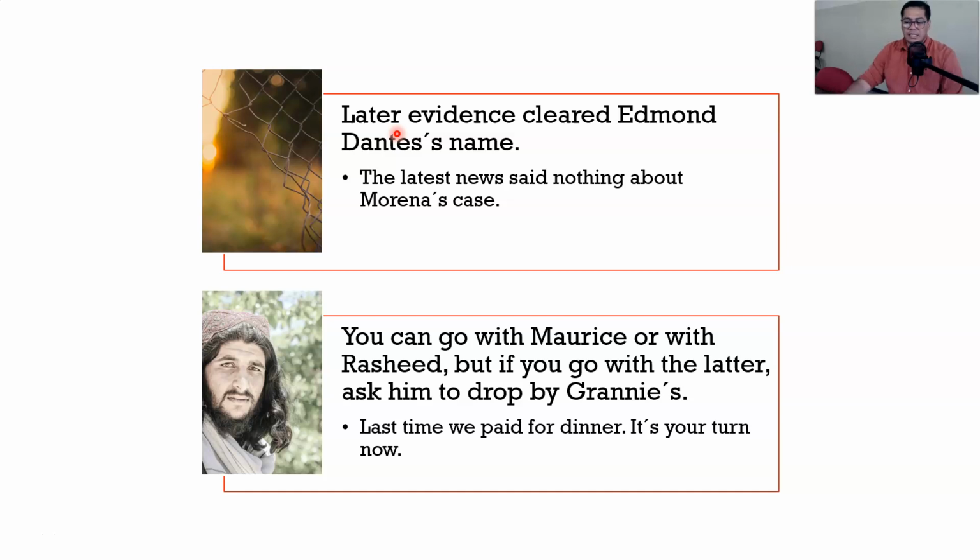Check these sentences. Later evidence cleared Edmond Dantes's name. So it was evidence that came afterwards in time. Later evidence cleared Edmond Dantes's name. The latest news said nothing about Morena's case. And here we have another example, this time with latter. This, remember, is about positioning, about location.